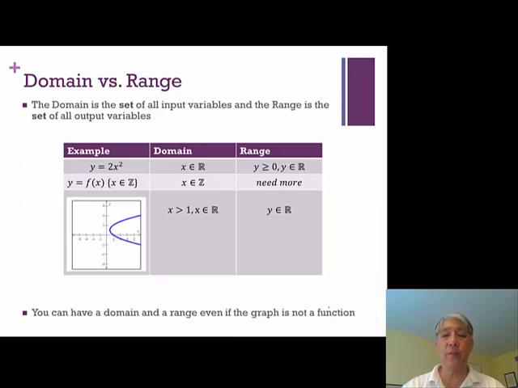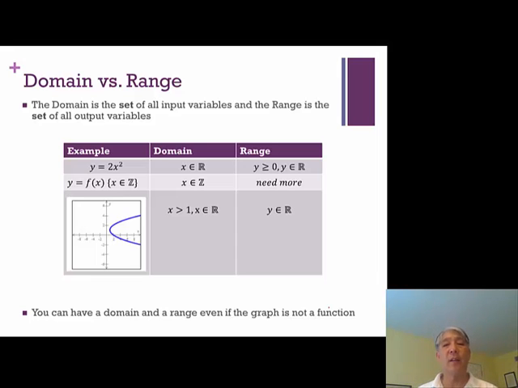Moving on, domain versus range. The domain is the set of input variables and the range is the set of output variables. So on a graph or a function, we usually think of the domain as the x variable. What are the possible x values? What are the possible y values? In the function on the bottom, just looking at the graph, it looks like x is greater than or equal to 1. And the y value looks like it can go from plus infinity to minus infinity.